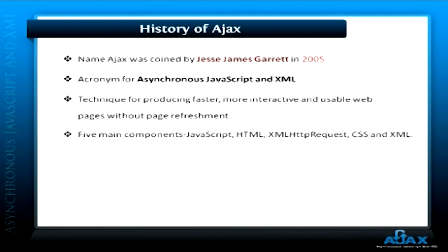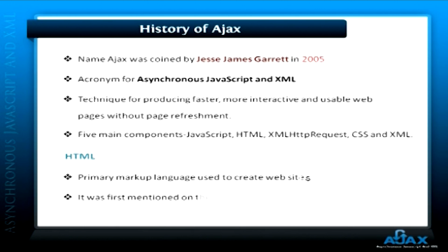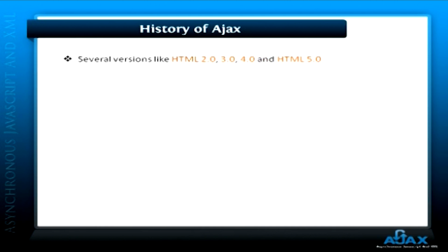First, let's talk about HTML. HTML is a primary markup language used to create websites. It was first mentioned on the Internet by Berners-Lee in late 1991, and later it came up with several versions like HTML 2.0, 3.0, 4.0, and HTML 5.0 is its latest version. Fine. Well, this is all about the history of HTML.